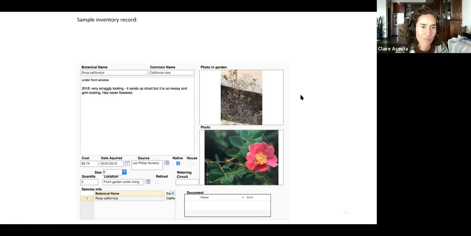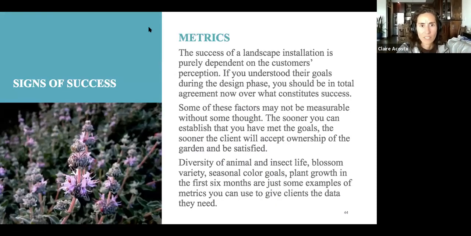So having a database is helpful in that sense, being able to have a record of what does and doesn't work, and also just an ongoing record.